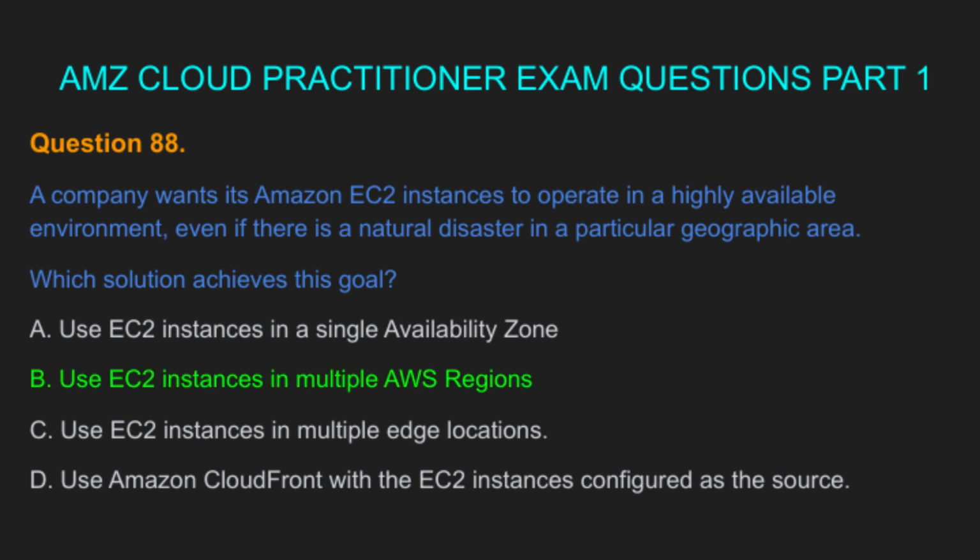The answer is B. Using EC2 instances in multiple AWS regions ensures high availability even in the event of a natural disaster in a particular geographic area. If one region goes down due to a disaster, the instances in other regions will continue to function normally, providing uninterrupted service to customers. This solution provides a higher level of fault tolerance and disaster recovery capability, as compared to using EC2 instances in a single availability zone or multiple edge locations.